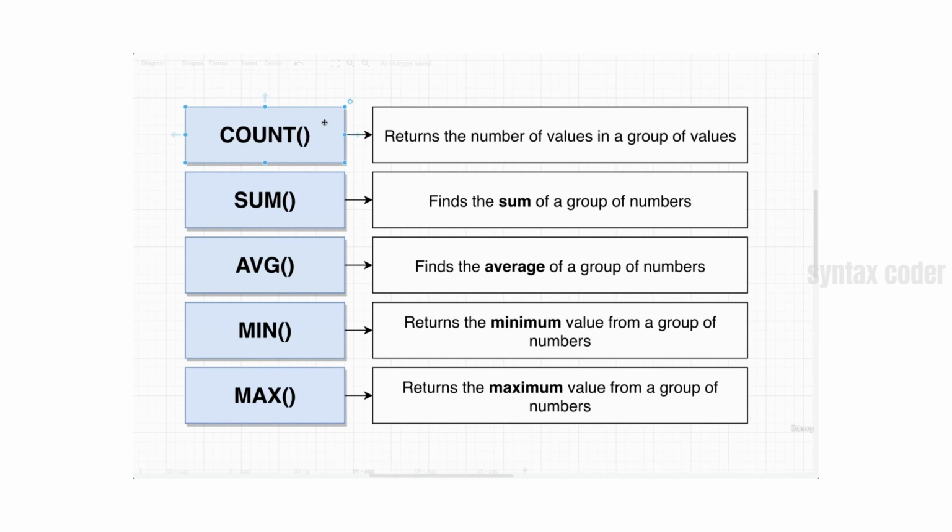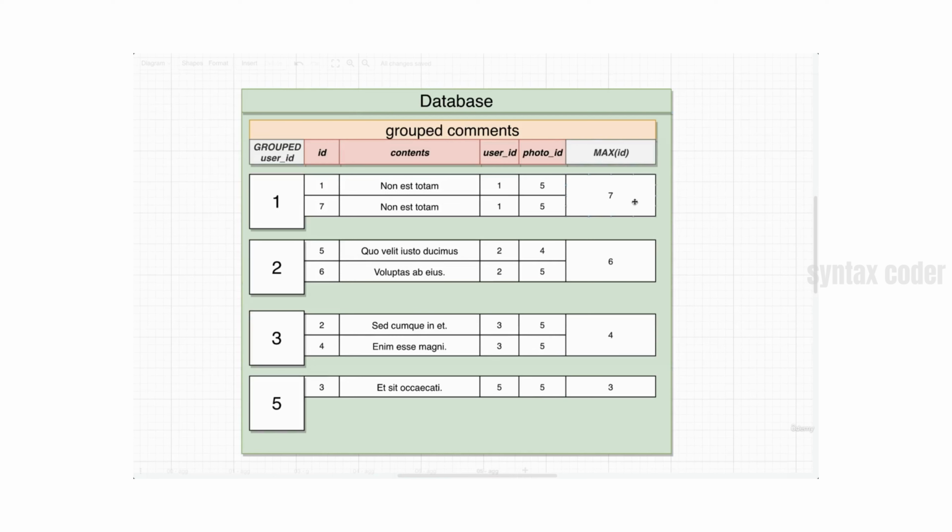Let's take a look at what count would do in this scenario. So back over here, if we did a count on ID, this would return the number of IDs that we have in each of these subgroups. So we would get a 2, a 2, a 2, and a 1. Now, if we count up the number of comments that have a user ID of 1, think about what that really tells us. It tells us the number of comments that user with ID 1 has made. And that's really useful information.